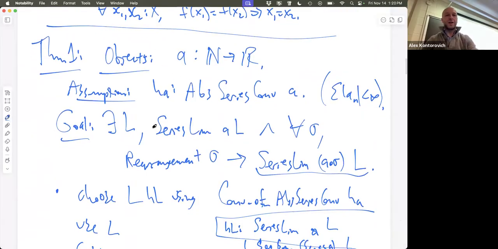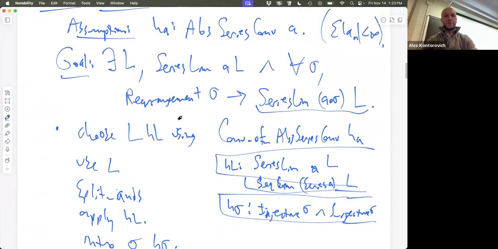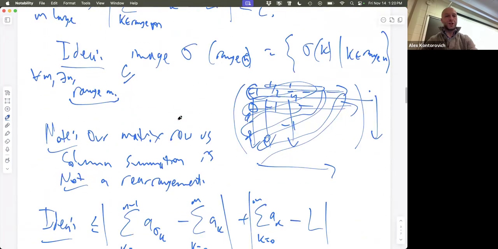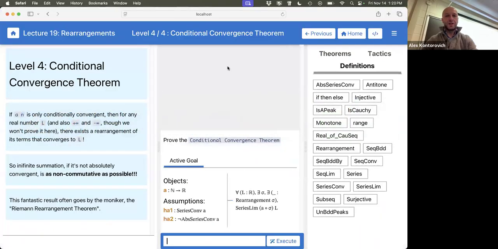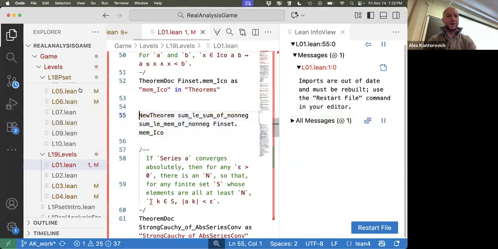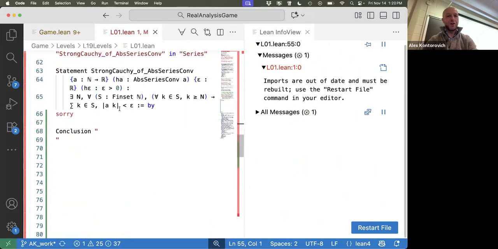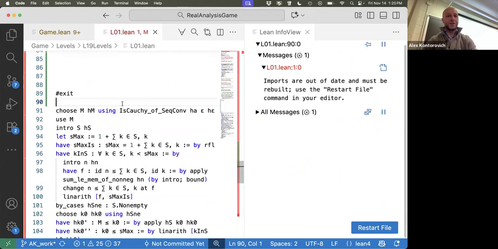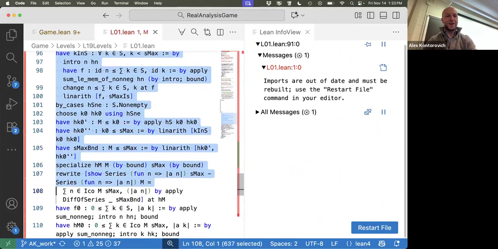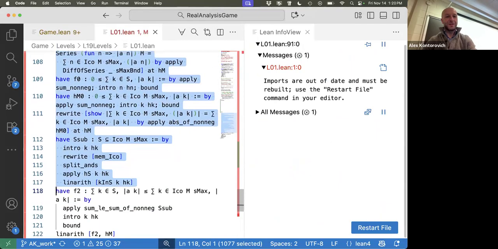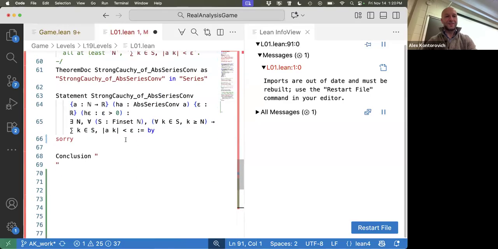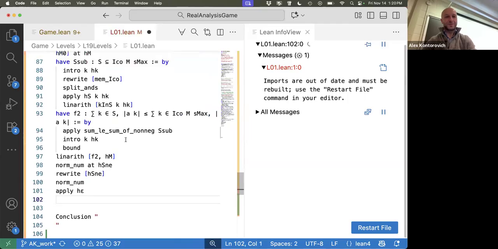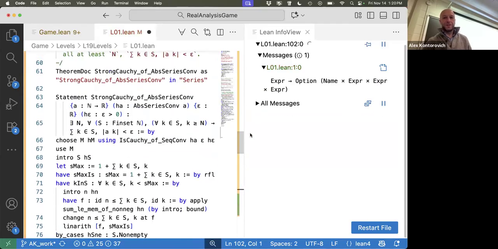So let's go back to the theorem. Where's our stronger Cauchy? I think that's the first thing. Okay, strong Cauchy. So here we are. Let's just jump straight to here. So this is level 1. Okay, strong Cauchy. I'll just grab my solution and show you what it is line by line. It's not so short because there's a lot to do. But it'll work. So can you guys see this?